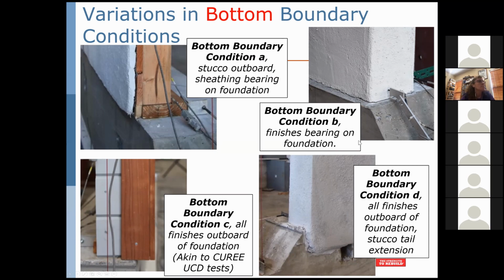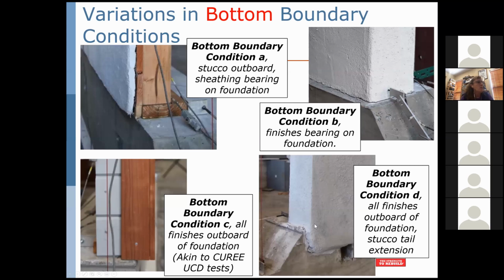Bottom boundary condition B, the finish bearing on the foundation, not as common, obviously, but still a useful, let's say, upper bound where all of that bearing of the wall coming down during the imposed shearing is actually captured. That's perhaps a very extreme condition. We also looked at what we call boundary condition C, all finishes outboard. This is akin to the Curie test. All of the finishes, you can see just the edge of the foundation there. And this is for the horizontal siding case, obviously, but that was also emulated in some of the wet condition stucco configurations.